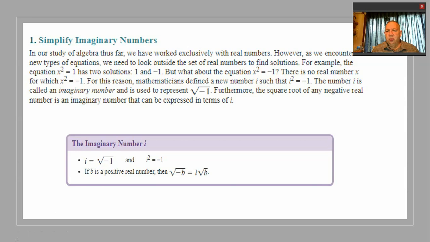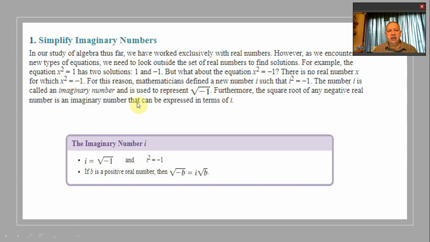So what we do is we just define a new number i, such that i squared is equal to -1. And then we maintain that as a placeholder. If we square it, we've got back our -1. So we're where it should be, and that's how we're going to work with it. Okay. So the number i is called an imaginary number and is used to represent the square root of -1, a placeholder. Furthermore, the square root of any negative real number is an imaginary number that can be expressed in terms of i.